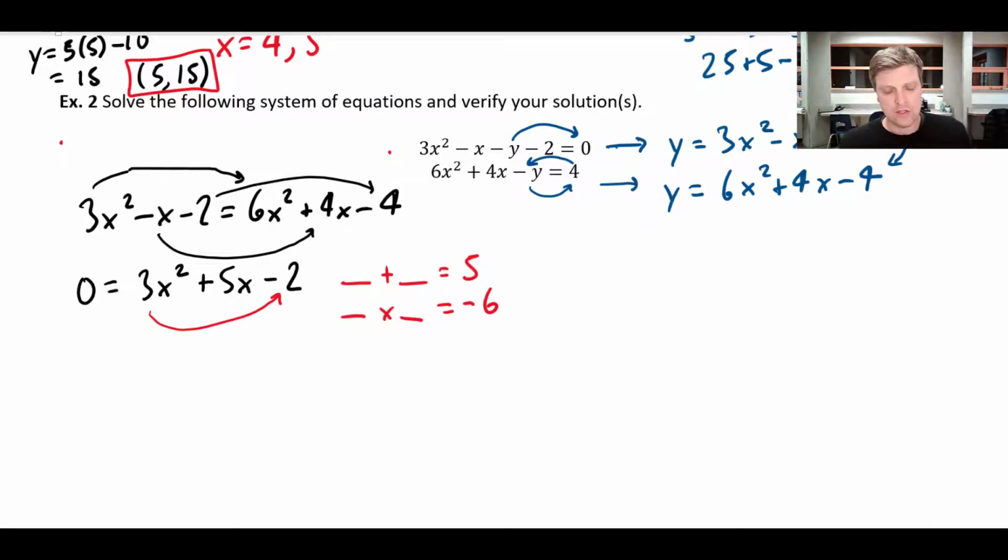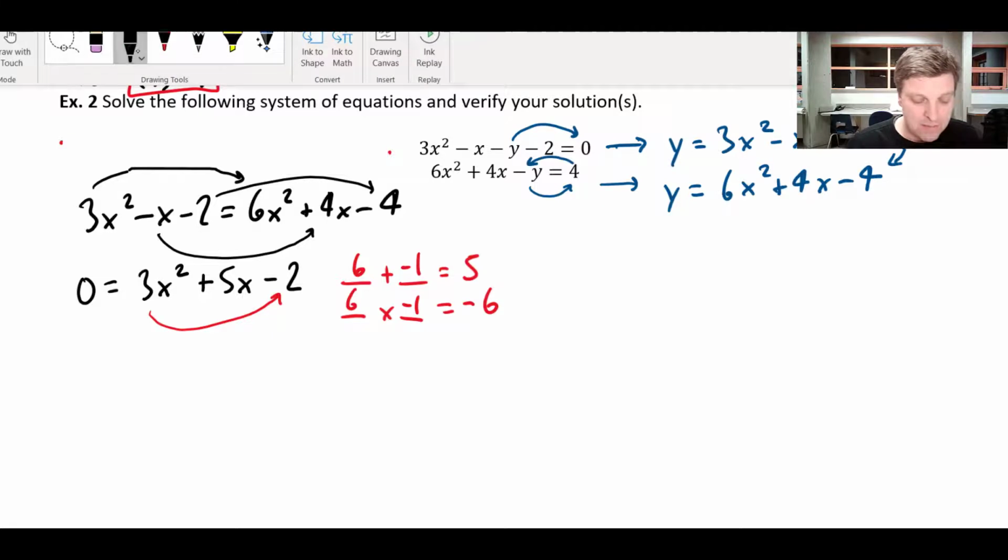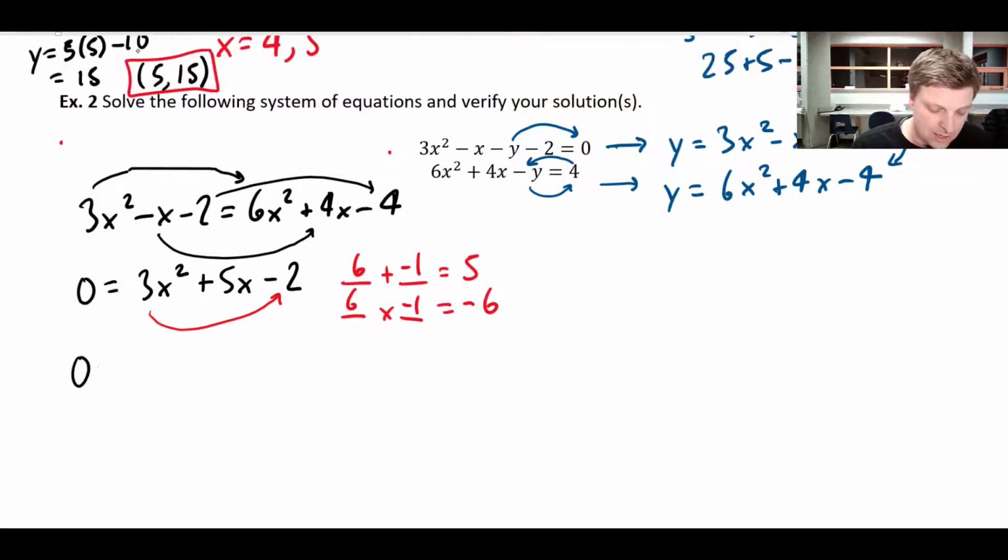And so the two numbers that are going to give me this result are going to be positive 6 and negative 1. So 6 and negative 1. And so I'm going to decompose this second term. I still have 0 equal to 3x squared.